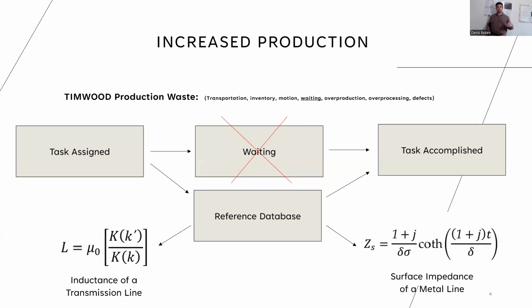So we want to have a reference database that can cut out that waiting and give us important things like the formula for inductance of a transmission line or the surface impedance of a metal line, so that we can design that transmission line or that transformer if we're doing that kind of job, so that we can go out in the field and maintain those or put new transmission lines or power lines in without waiting. And so this can help us increase production.